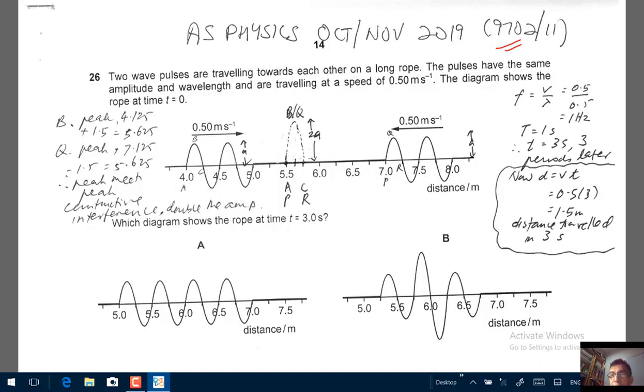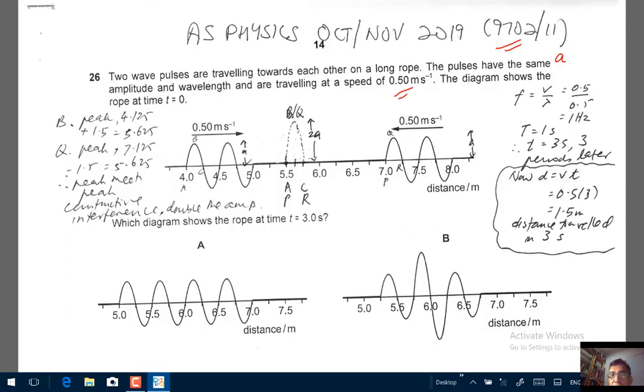The pulses have the same amplitude, let's call it A, and wavelength, and are traveling at a speed of 0.5 meter per second. The diagram shows the rope at time t equals 0.